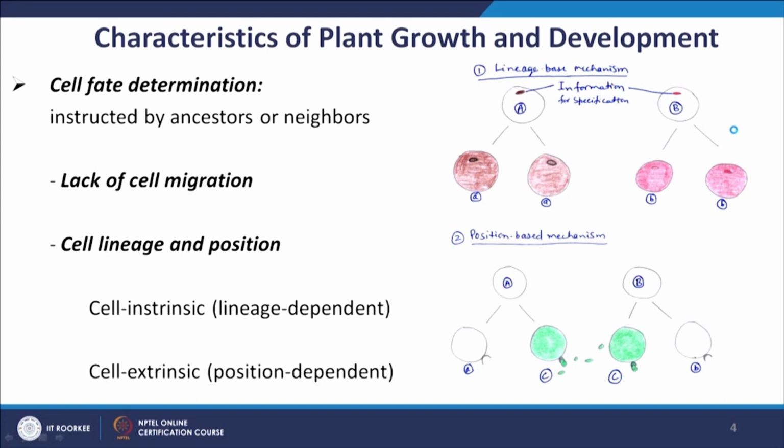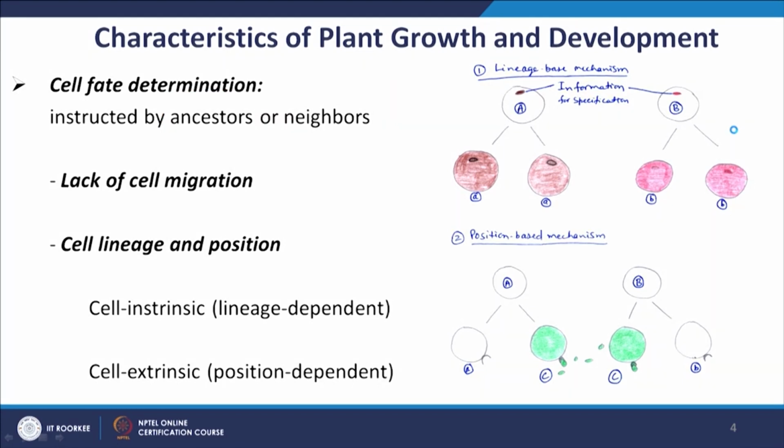But in case of plants, you will realize that there is some mechanism of lineage dependent development, but it is very restricted, and the major developmental fate is defined by a position dependent mechanism, which means that the cell fate is determined mostly by the neighboring cells, the cells next to it, not entirely by the ancestors. This is important because in case of plants, cell migration is not occurring.